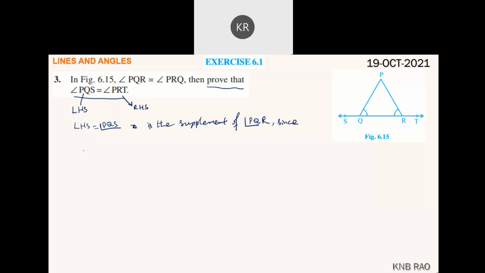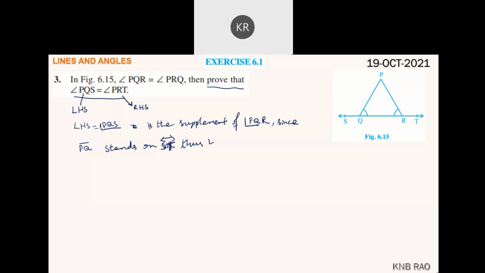Since PQR plus PQS is equal to 180 degrees, ray PQ stands on line ST. Linear pair, sir. You can name it any way. Line ST, linear pair.